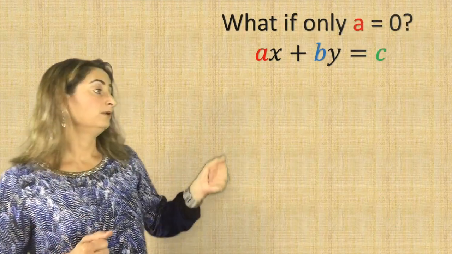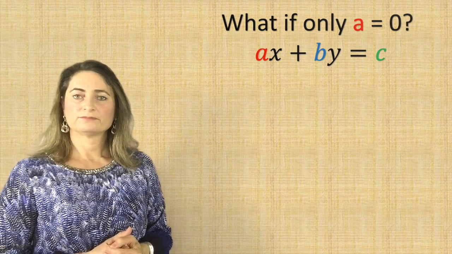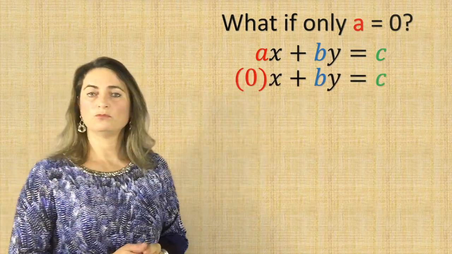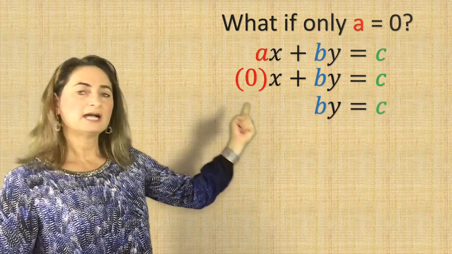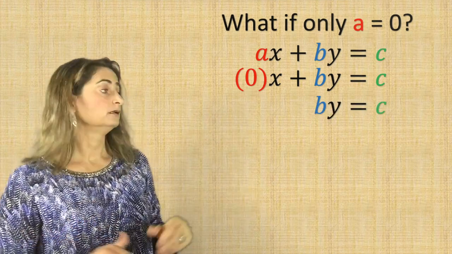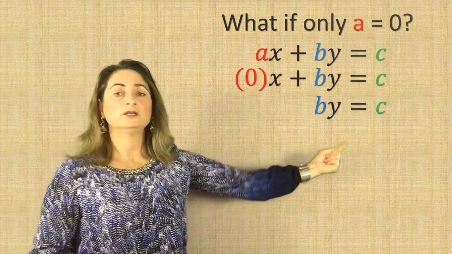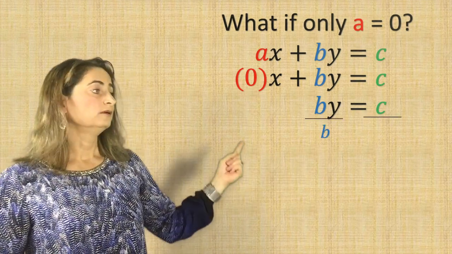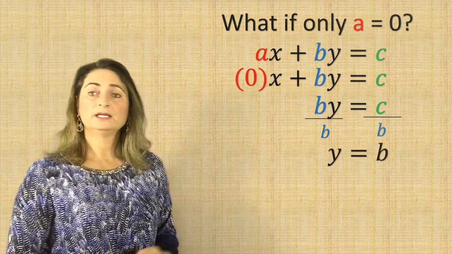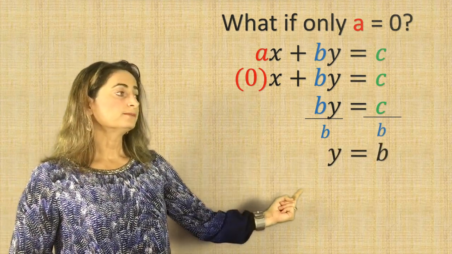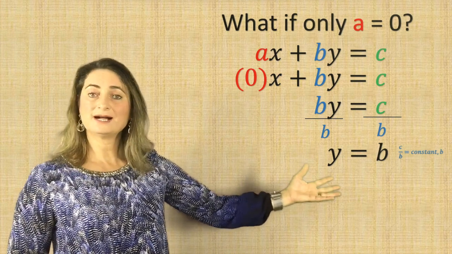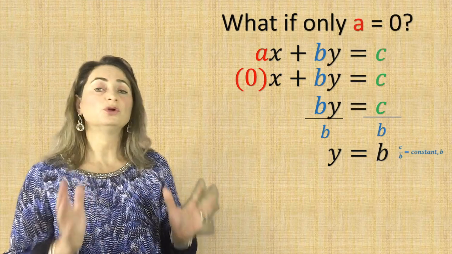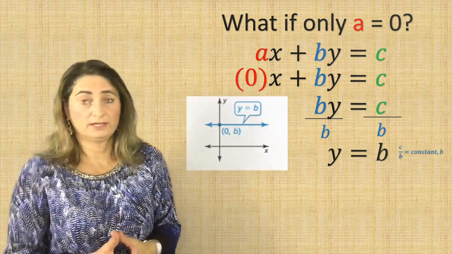What if now only a equals 0? Here's the standard form equation. Substitute a with 0. What's left? 0 times x is 0, so it's gone. What's left is by equals c. Now isolate y by itself. By dividing both sides by b, you end up with y equals c divided by b, which is a constant. Let's name that constant b so we can all be on the same page, so we don't change the y-intercept, which is b.